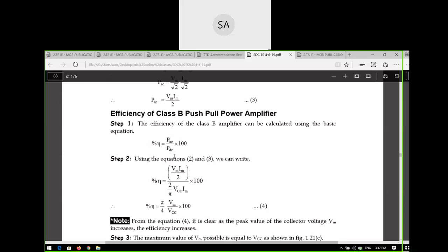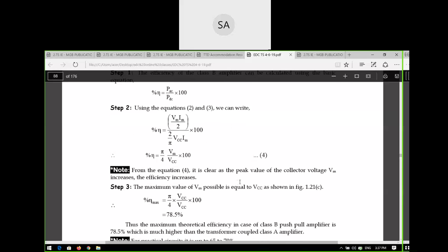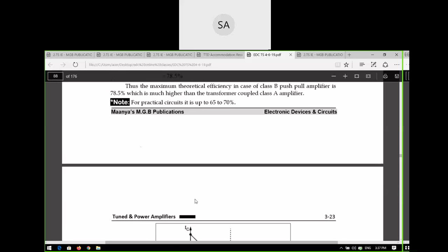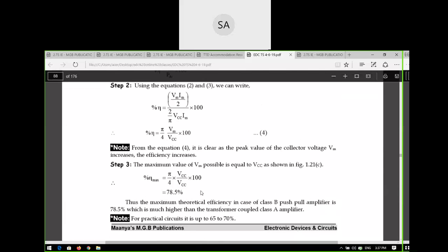So the overall output of the class B push-pull power amplifier is PAC by PDC. What is PAC by PDC? PAC is VM IM by 2, divided by 2 IM VCC by pi. So what will happen? Pi by 4 into VM by VCC. What is pi by 4? 0.785 actually, into 100 means it will be 78.5. This is the value. What is the value of eta? It is the maximum efficiency, eta max, when VM is equal to VCC. Whenever VM equals VCC, you will have a maximum efficiency of 78.5 percent. Is it clear?